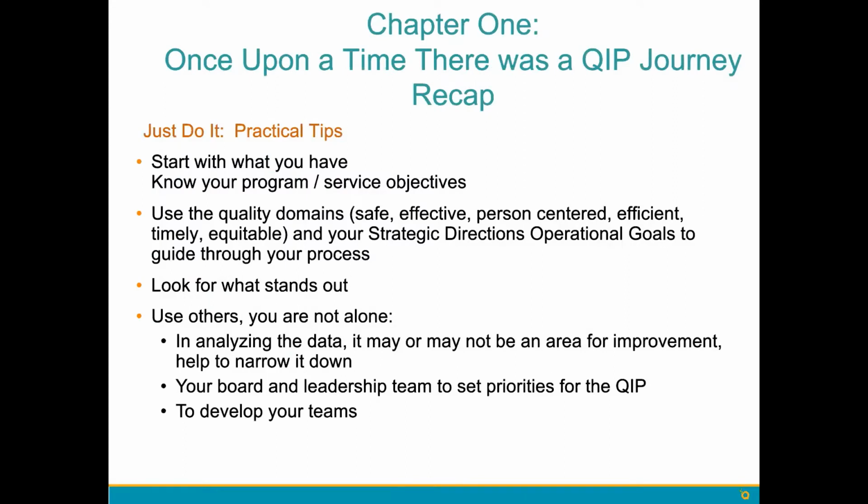So a recap from our first Quality Improvement Journey Series, Chapter 1, which is available on our website if you didn't have an opportunity to attend live. Lots of practical tips that were presented by our good friend Chris Babcock. So start with what you have, know your program and service objectives. Use the quality domains. I'm not going to rhyme them off here, but they're 6 and they're very near and dear to us. And your strategic direction, operational goals to guide you through your process.